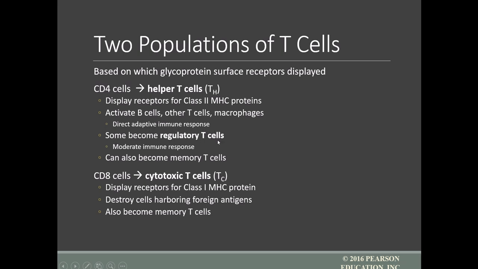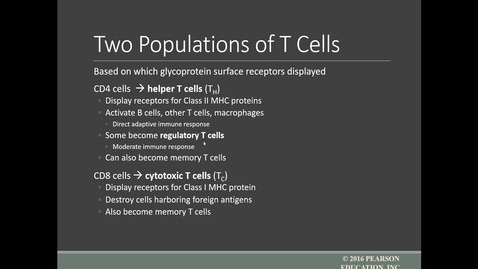The regulatory T cells are about moderation, making sure that the immune response is the appropriate strength and not occurring inappropriately, which helps prevent autoimmune diseases, things like that. These CD4 cells can also become memory T cells as well. So just like with our B lymphocytes, we have T lymphocytes that will remain as memory cells that will induce a stronger, faster secondary immune response upon second exposure to a specific antigen.